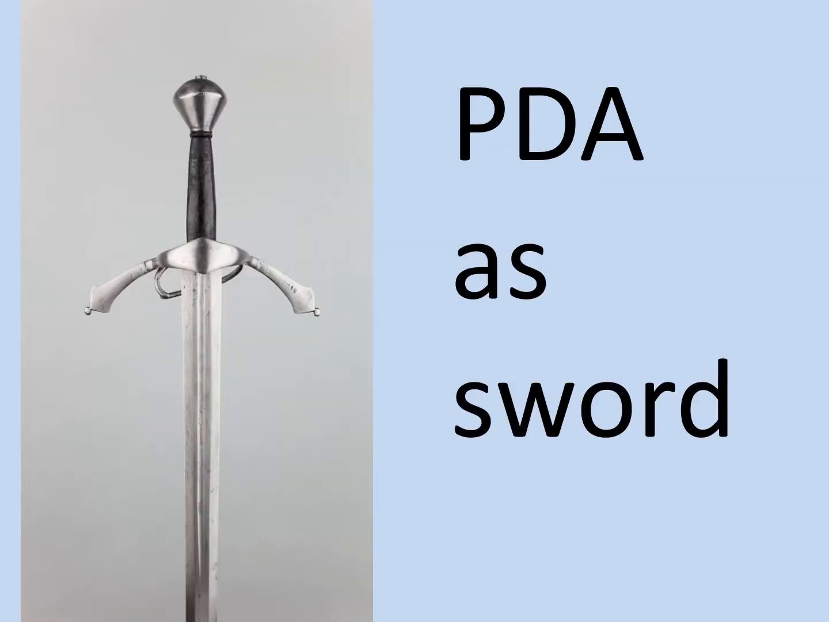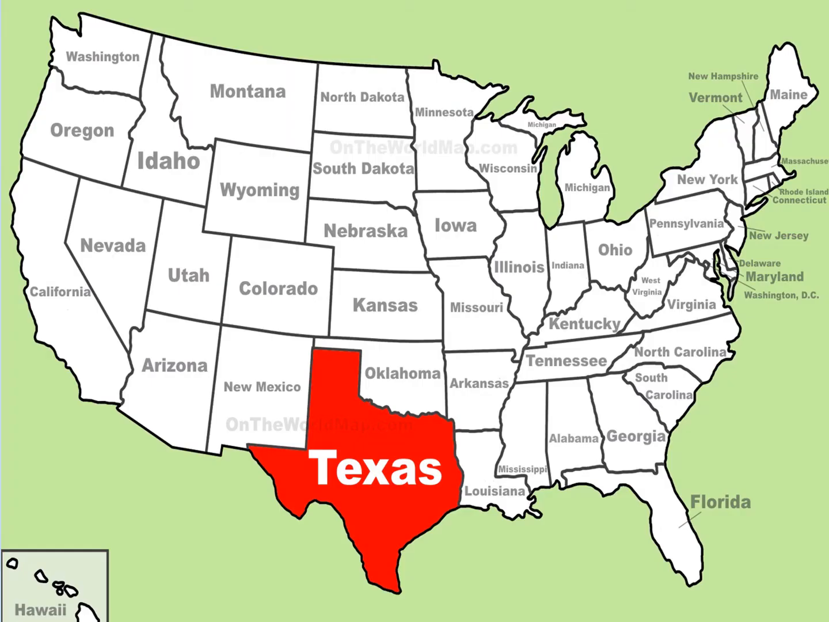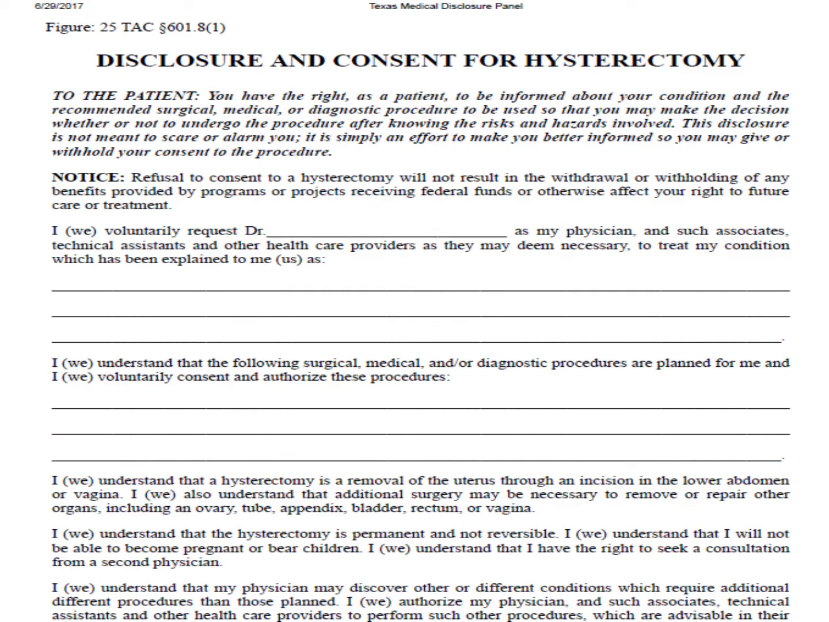Also, there could be legal tools that would allow PDAs to be used as a sword to incentivize their use. So the example here would be from Texas. In Texas, they have a lot of healthcare interventions that are defined in terms of their specified disclosures that you have to make. This is one for hysterectomy. So basically, there are these forms and documents that have been developed for a whole bunch of different healthcare interventions.